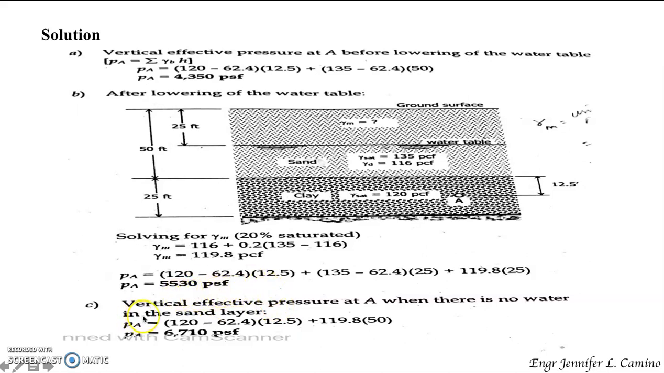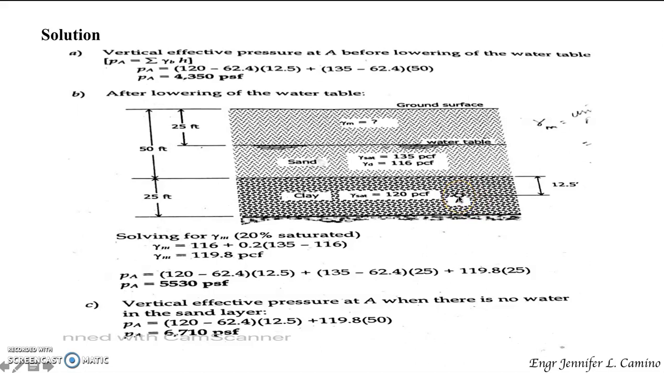And the last one, what will be the vertical effective pressure at point A when there is no water table on the sand layer? Meaning to say there is no water on this portion, on the sand layer. So this is now the effective pressure at point A if there is no water table in the sand. Let's have the computation for the total stress at point A.